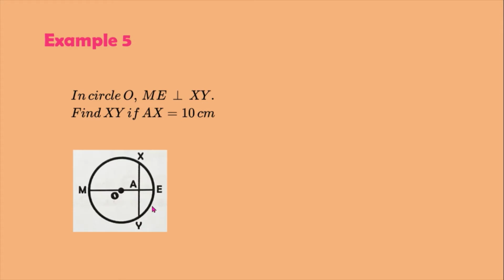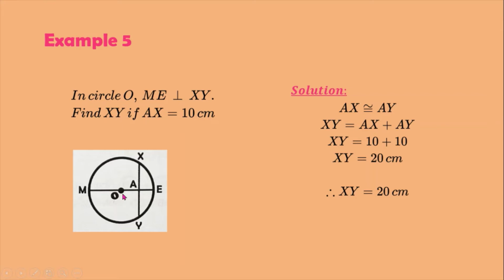For our example, in this circle O, ME is perpendicular to XY. We are going to find the value of XY if AX is 10. So for our solution, using the previous theorem, we all know that AX is congruent to AY. And in finding the value of XY, it's just AX plus AY. Since we all know that the value of AX is 10, therefore the value of AY is also 10. So 10 plus 10 is 20. So the value of XY here will be 20 centimeter.